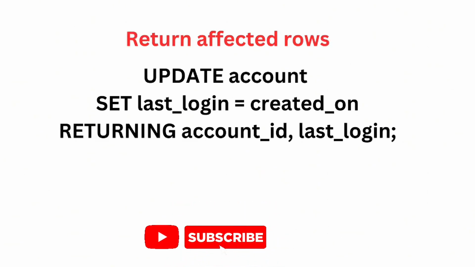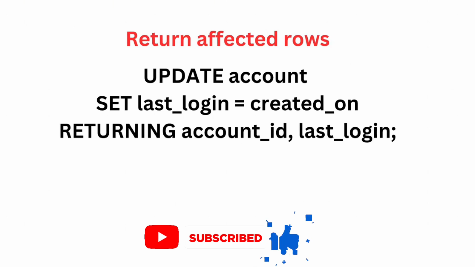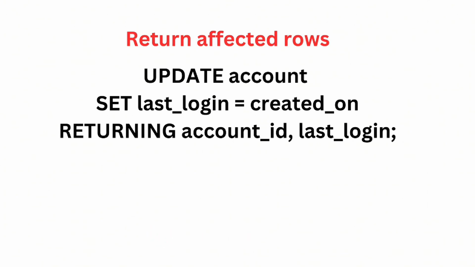We can also return the rows that are affected. So if you just run one of these update commands, you don't see any results. But if you do want to see particular columns that were affected, you can write something like update account table, set last_login column equal to the created_on column, and then you can say returning and choose the columns you want returned, and it's going to return the rows that were actually affected. And you can return all the columns or a subset of columns. It's really up to you.